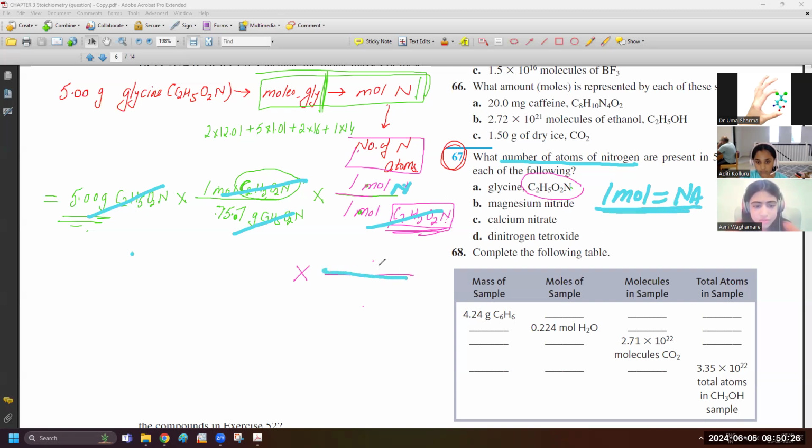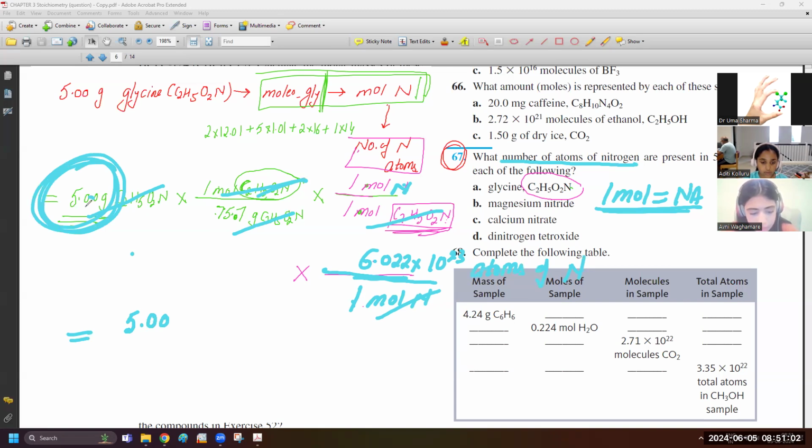In the numerator, what should I take? In the denominator, 6.022 times 10 to the 23rd. Atoms of what? Atoms of nitrogen. Yes, we are talking about nitrogen. Very good, Avni. And then in the denominator, what should come? 1 mole of nitrogen. Yes, cancel this. And now, what all is there in the numerator? And your sig fig will be decided by 5.00. 5 times 1 times 1.